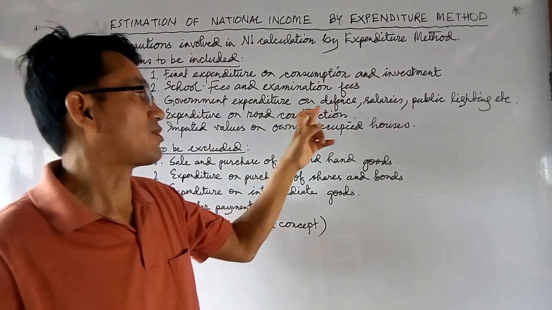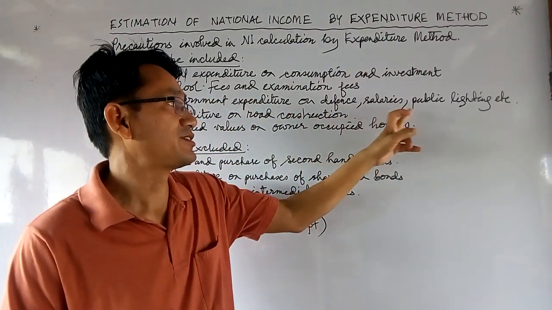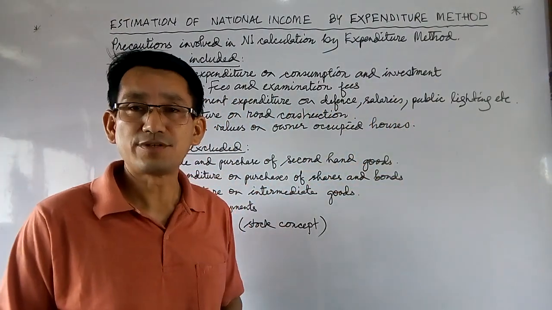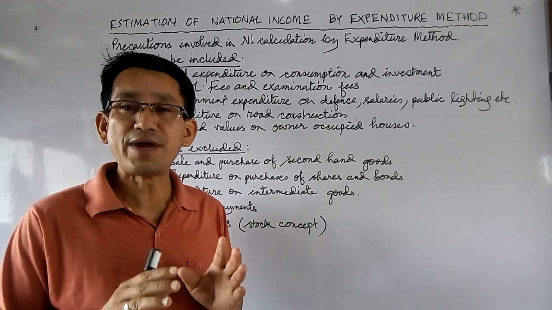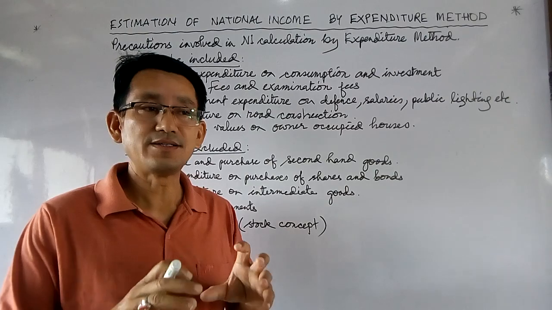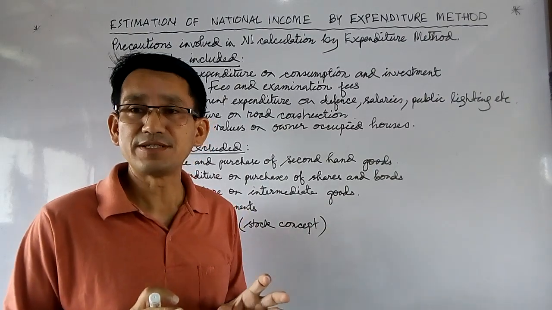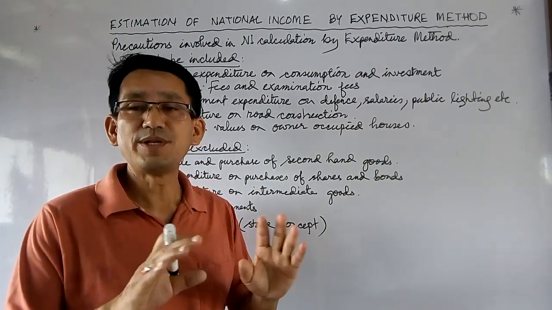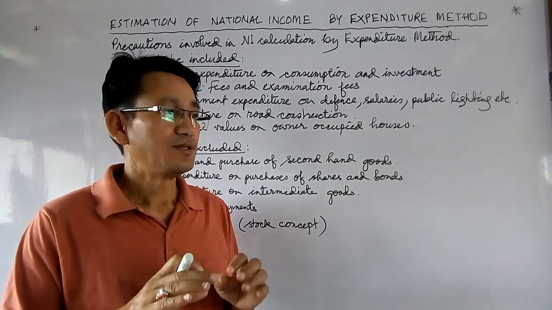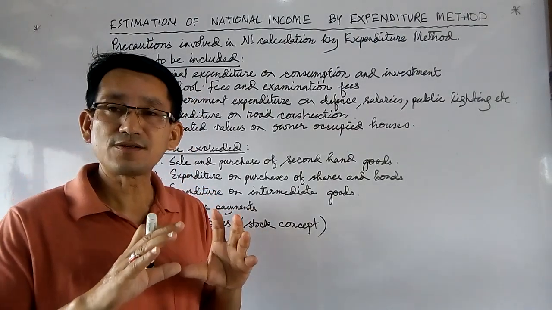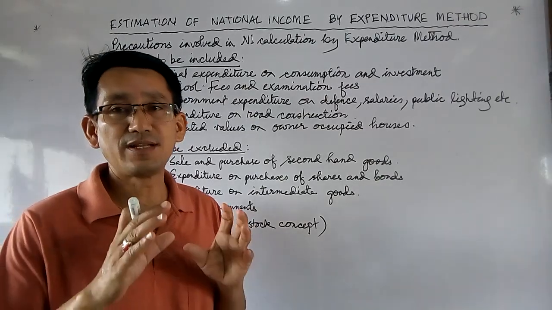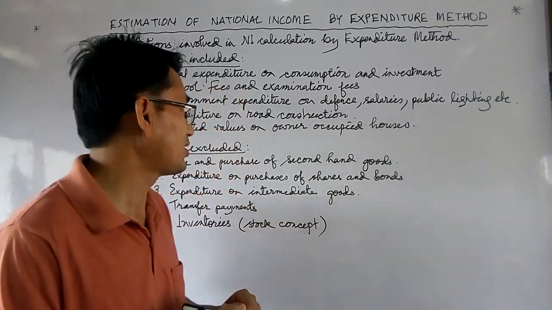Then government expenditure on defense, salaries, public lighting, etc. The government pays salaries and spends money on street lighting and many other public services. Whatever the government spends is the government's final consumption expenditure, so it should be included.